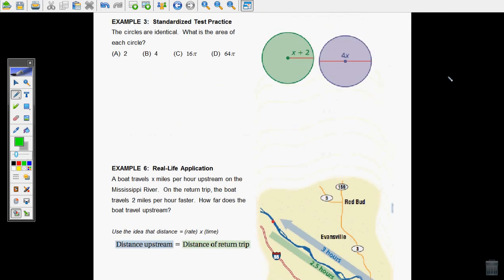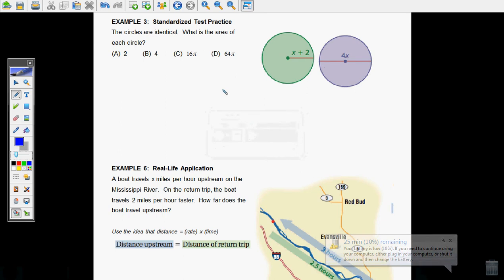Alrighty, example 3, multiple choice, beautiful thing. The circles are identical. They're different colors, but they're identical. What is the area of each circle? If they're identical, they should have the same area, right? So how am I supposed to use the information that's here to try and figure out the area of the circle?